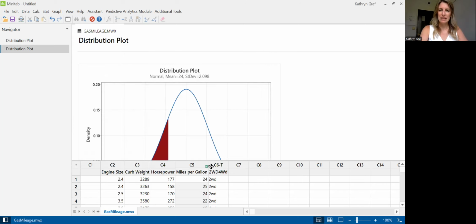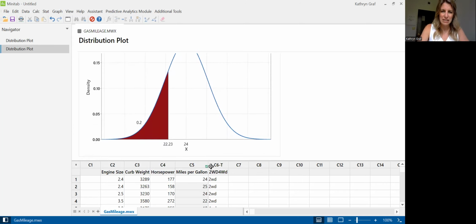So now we're going to get this little visual here, which is great to see. That means the 20th percentile, right? 20% of the data values are less than this number right here, and 80% are greater. So my 20th percentile is 22.23. Only 20% of the vehicles have a miles per gallon less than 22.23, and 80% are higher.